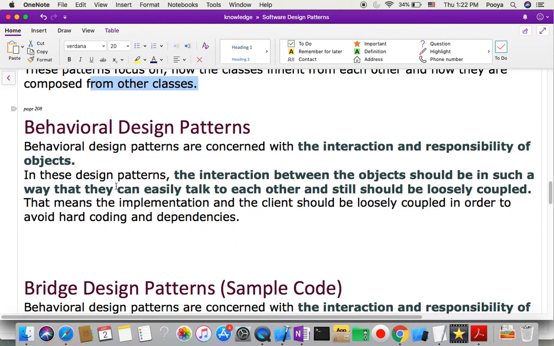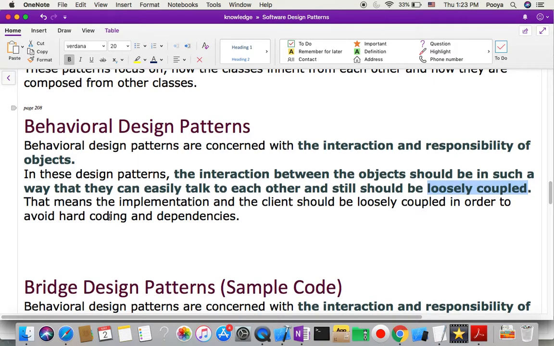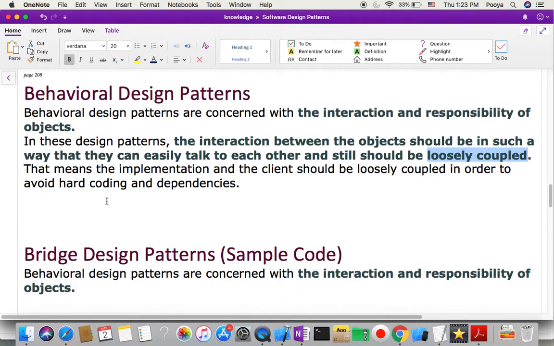Behavioral design patterns are concerned with the interaction and responsibilities of objects. In these design patterns, the interaction between the objects should be in such a way that they can easily talk to each other and still be loosely coupled. You may ask, what is loosely coupled? I will briefly explain it for you, and I also have an appendix video for that. That means the implementation and the client should be loosely coupled in order to avoid hard coding and dependencies. So that was for behavioral design patterns.